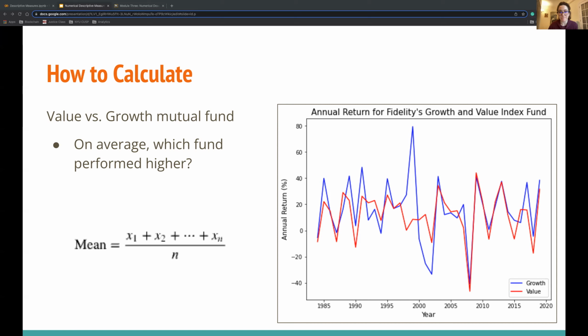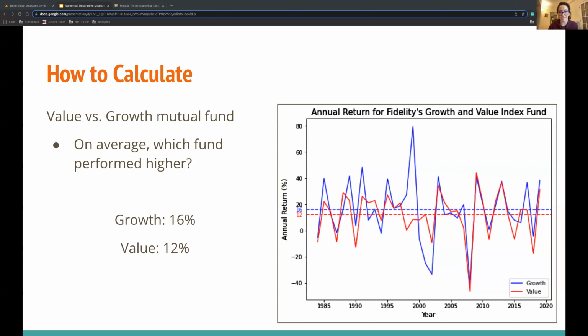We see some particular trends with a dip around 2008 during the financial crisis. It also appears the growth fund had a peak and then fell between the year 2000 and 2003, whereas the value fund remained more steady. What if we want to know on average which fund performed better? We take the annual return for every year in our sample and then divide that by the total number of observations.